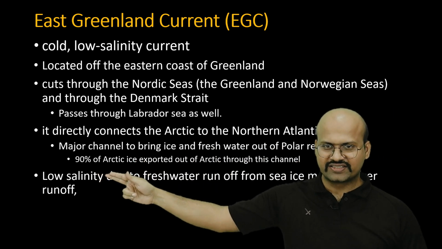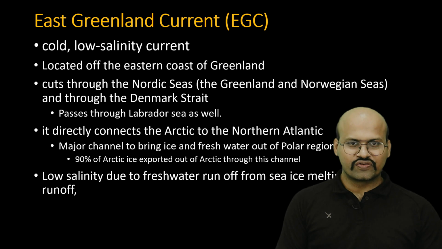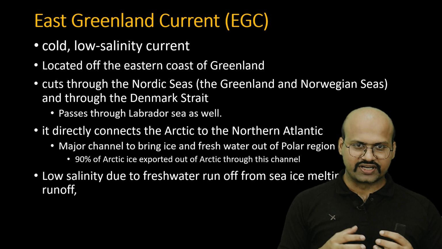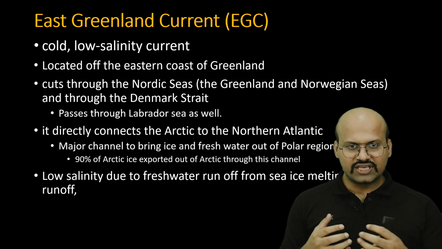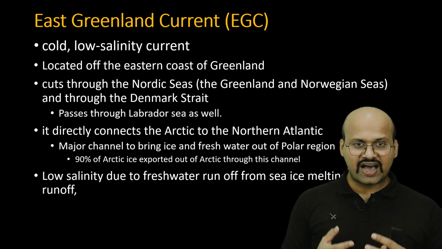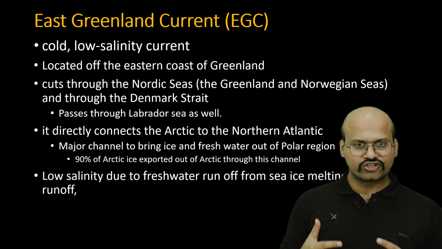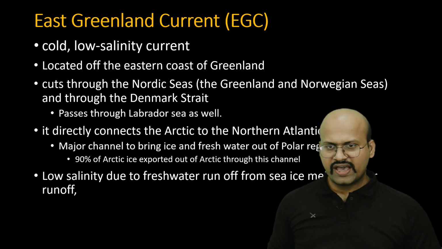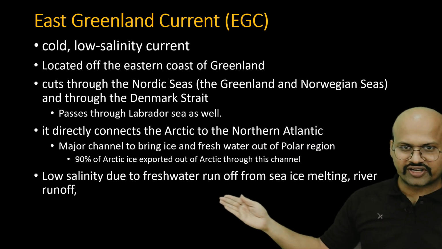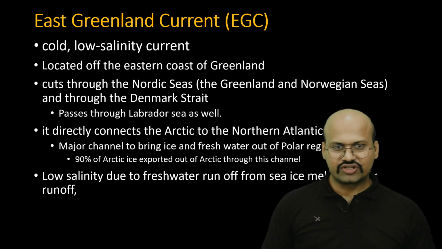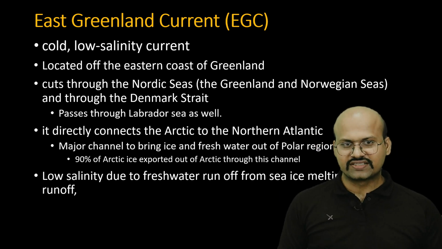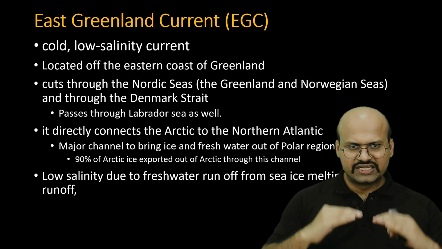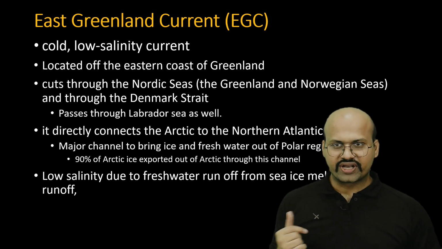90% of the Arctic Sea ice is exported out of Arctic through this channel. So we have already discussed that the East Greenland current brings a lot of icebergs out of the Arctic Sea into the North Atlantic region. In fact, the iceberg which collided with Titanic was also brought by this East Greenland current. And it is of low salinity due to fresh water runoff from sea ice melting and rivers. So in this region there is a lot of melting of glaciers which adds fresh water in this current, and therefore its salinity decreases, and this is a cold current.